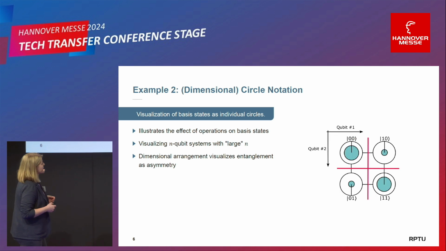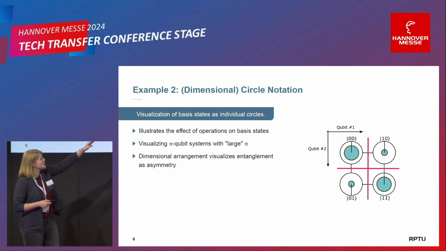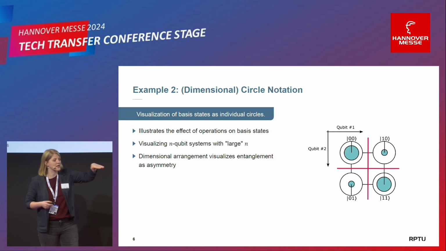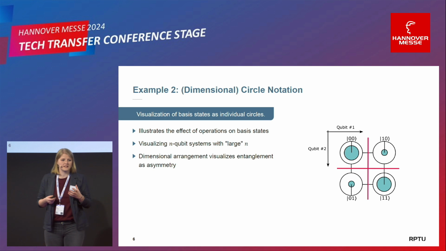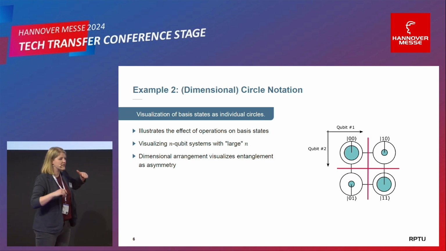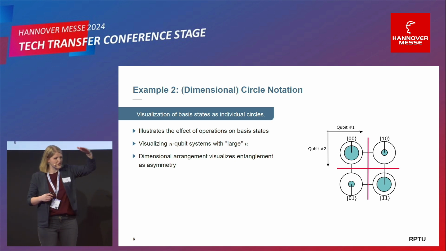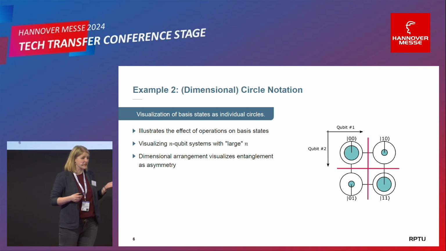If we extend this circle notation to a dimensional arrangement, so in the example here you can see a two-qubit system with qubit 1 on the horizontal axis and qubit 2 on the vertical axis, we can use this representation to visualize entanglement. One big advantage here is that if we look at the symmetry axis in this arrangement, we can directly see that if there is an asymmetry, the system is an entangled system.